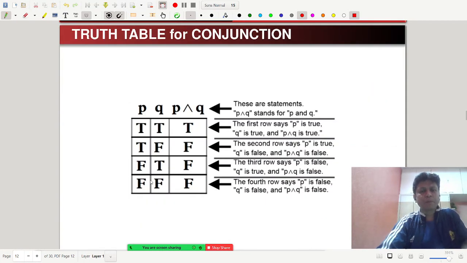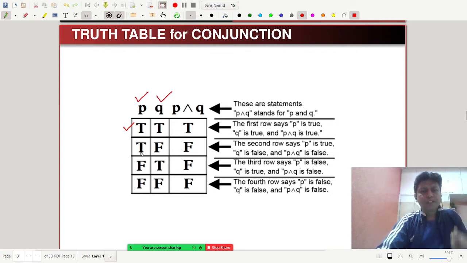So what is the truth table? Let's go for the truth table. As I explained, P and Q are the two statements and you want to connect them by the operation conjunction. So this is the truth table for conjunction. P is true, true, false, false, and Q is written alternately true, false, true, false. And for P and Q, the first one will be true because P and Q are both true. So the first row says that if P is true and Q is true, then P and Q is true.